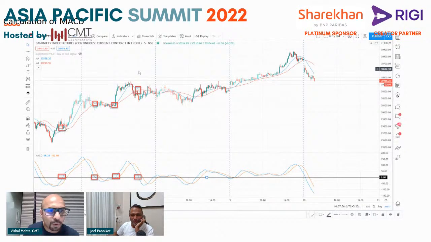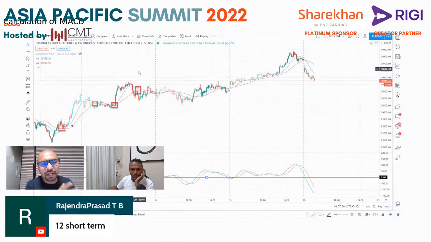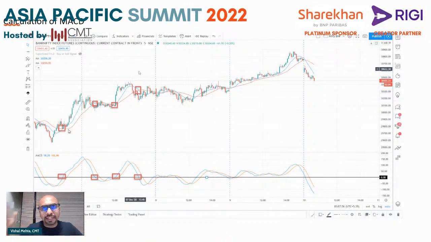The answer is 12. Why? Because this 12 period moving average is only taking the last 12 bars of data, whereas the 26 period moving average is taking a longer duration. It is taking 26 bars. If I'm looking at a daily chart, it will be 26 days. If I'm looking at a 5 minute chart, it will be 26 times 5 minutes worth of hours that we are going to trade it.